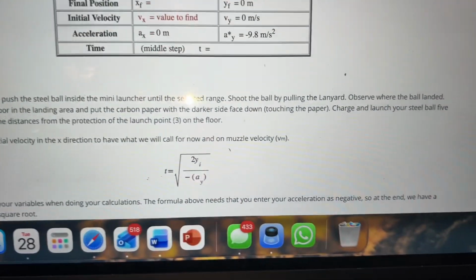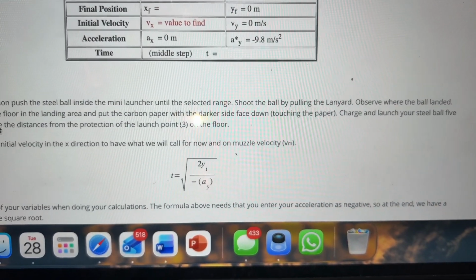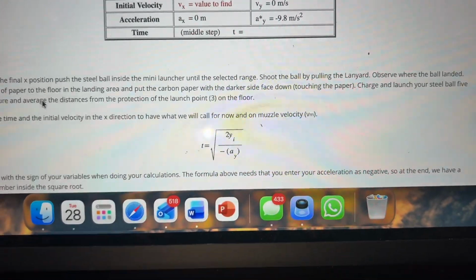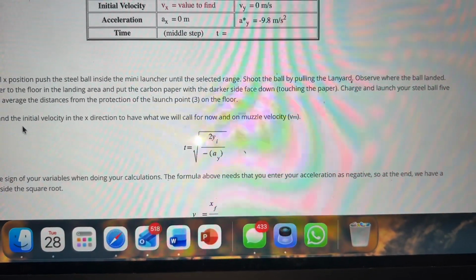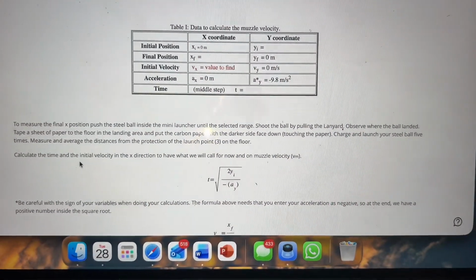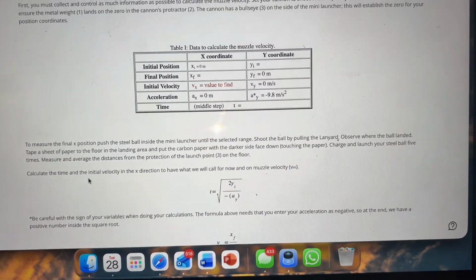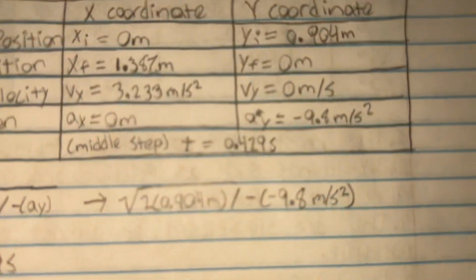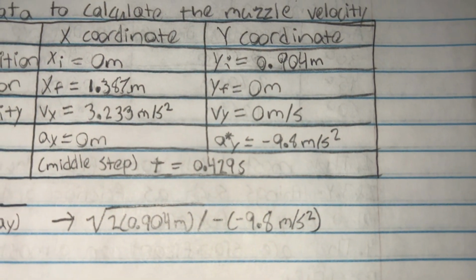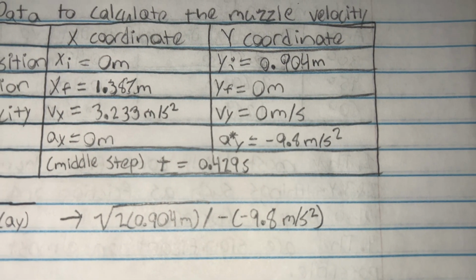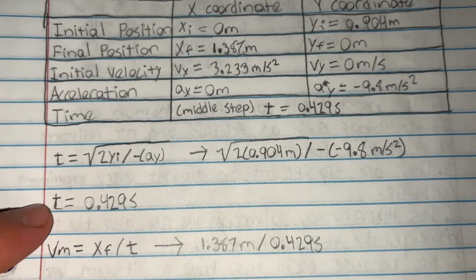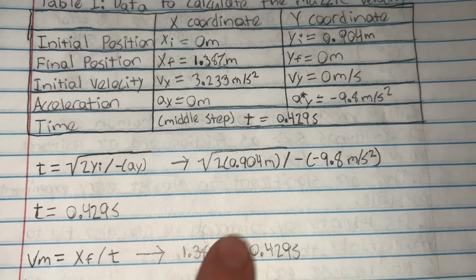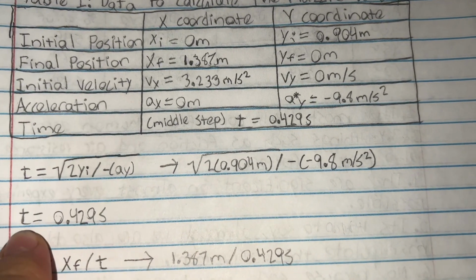We found our time using this formula right here, which is basically our initial y position divided by our gravity. So then once we used that, we went ahead and found our time, which is 0.429 seconds. So then these are the values that we input here, and then we got this value right here.